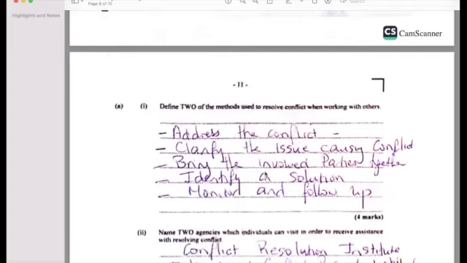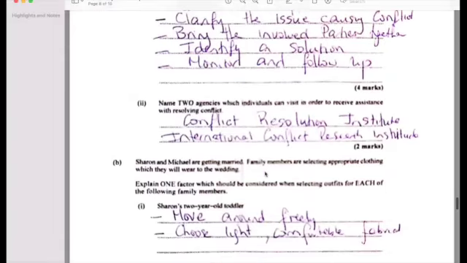Because it's 4 marks, you list, you talk about it and then you define. I did not define here, I just list. And then you clarify the issues. So you say what the issue is about, you explain. So remember, when you're answering your question, you list, you put the main points first, and then you explain after, so you don't duplicate yourself. Another point is that you bring the involved parties together, you identify a solution, and then you monitor follow-up. So just choose 2 and then explain as best as you can.